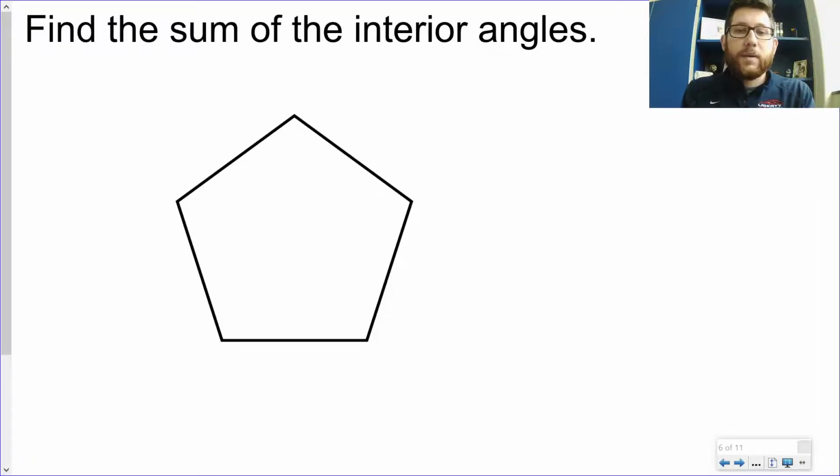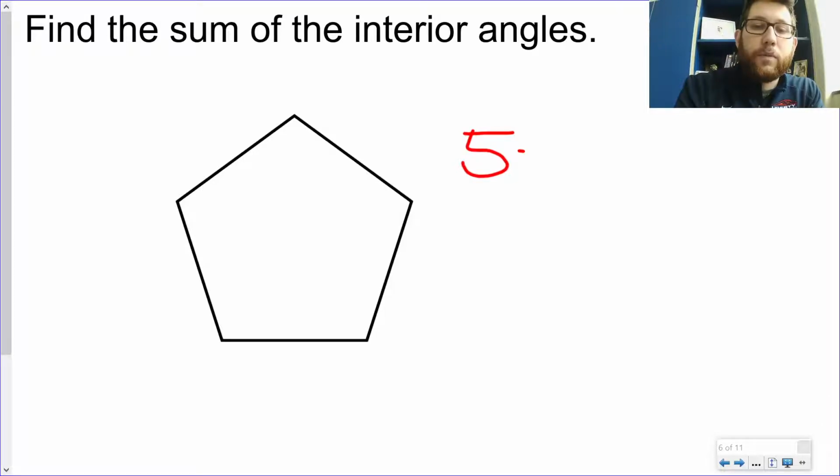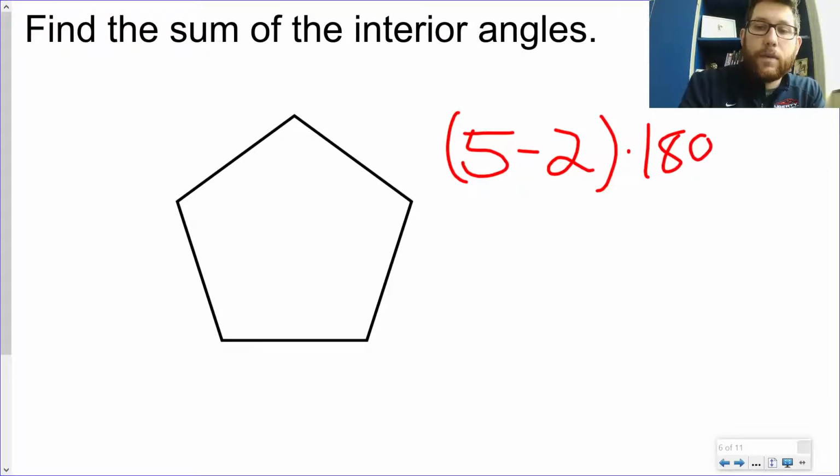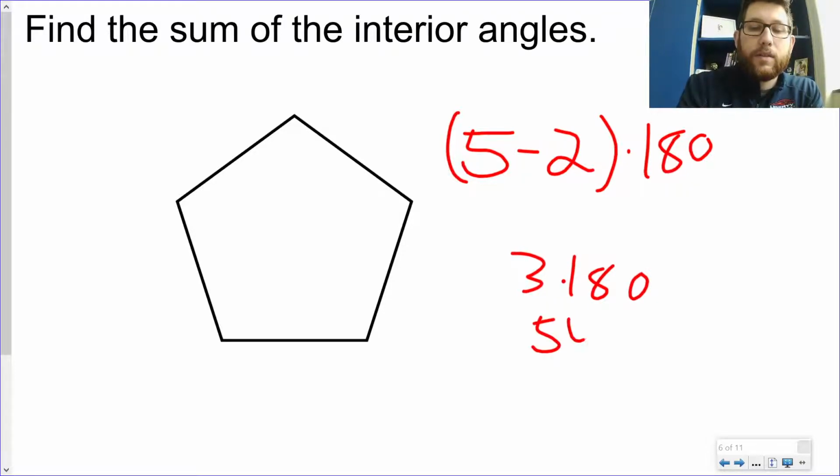All right, so let's find the sum of the interior angles here. So we did one just like this, but we'll use the formula this time. So I've got 5 sides, so 5 minus 2, times 180. And (5 minus 2) times 180, that's 3 times 180, or 540. Okay, so again, very simple.